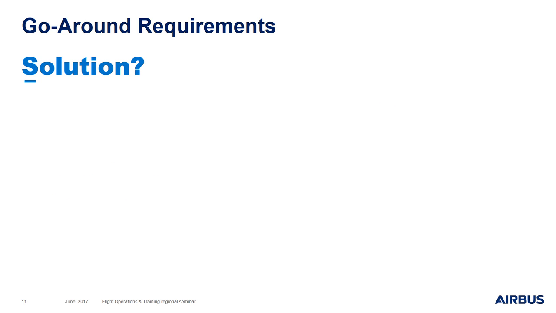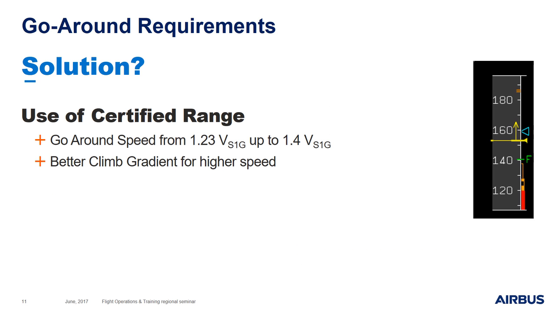In order to avoid this situation, specific procedures were developed. First of all, we have taken benefit from the acceleration which is authorized by the regulation. Indeed, the regulation authorizes the use of a go-round speed that goes up to 1.4 of VS1G. Using a higher speed will help us achieve a better climb gradient.